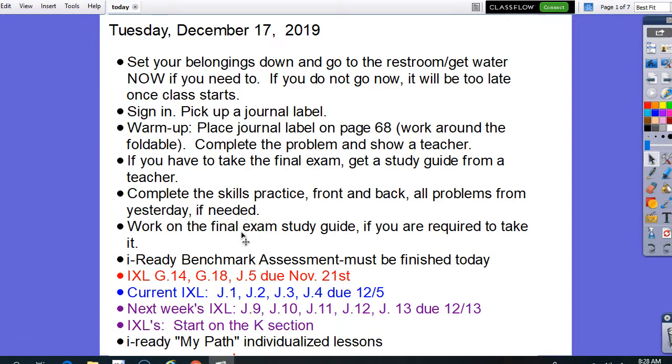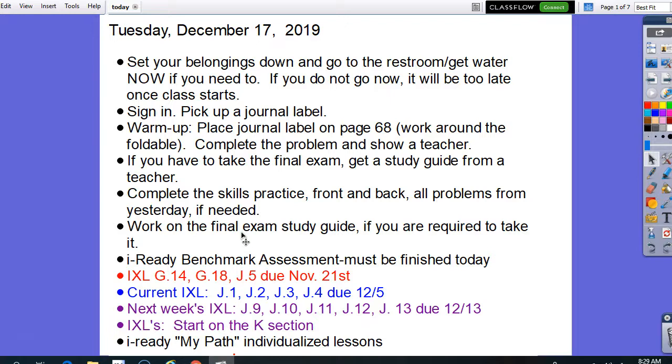If you don't have to take the final exam, then you can work on iExcel. If you're done with all your iExcel, you can work on iReady. And then the people that need to take the final exam, there will be a video review of the study guide tomorrow in class. And if you have to take the final exam, that study guide is for a grade. It should be an easy 100 for you. If you're not sure if you need to complete it, I will let you know.